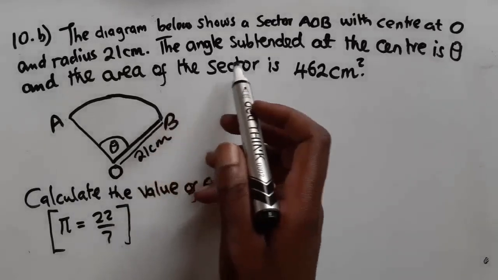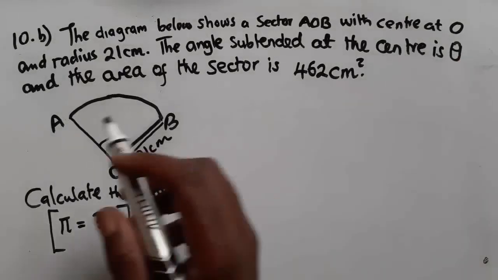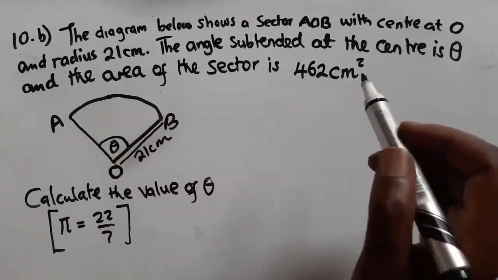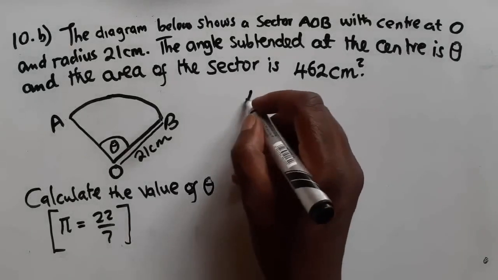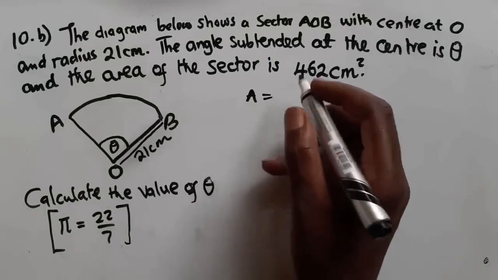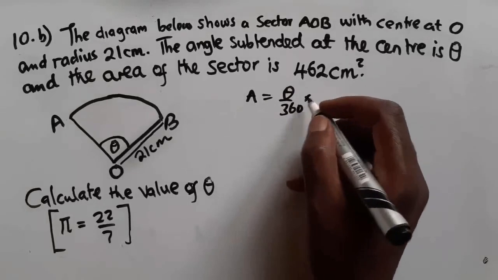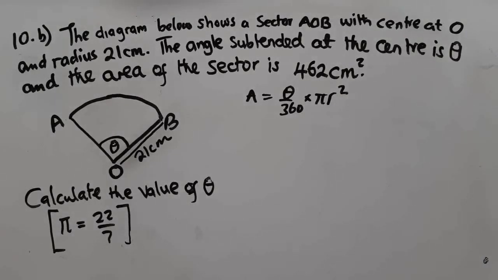Okay? The angle subtended at the center is theta, and the area of the sector is 462 centimeters squared. So calculate the value of theta, given that pi is 22/7. All right? So we are given area here, so we need to know the formula for the area. Okay? The area is theta over 360 multiplied by pi r squared, isn't it? This is the formula that we use to find the area of a sector.